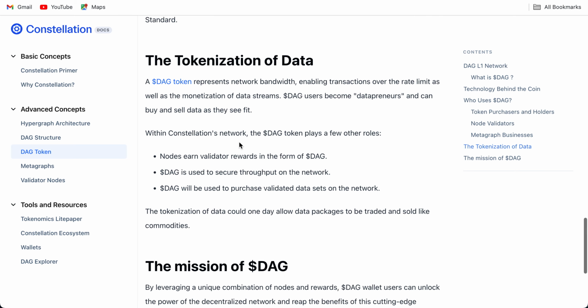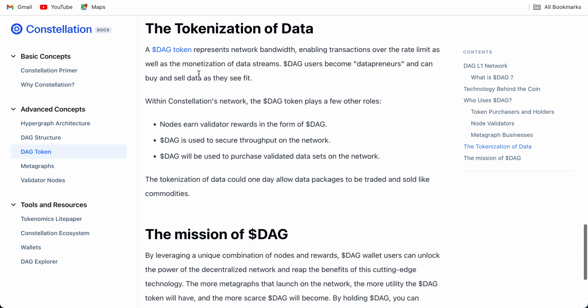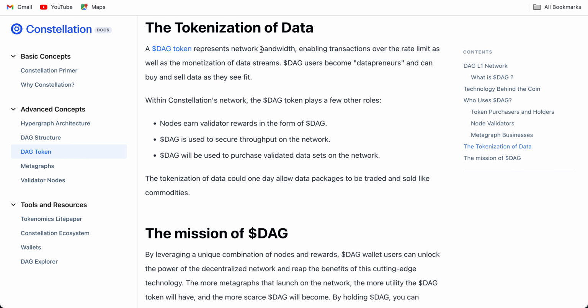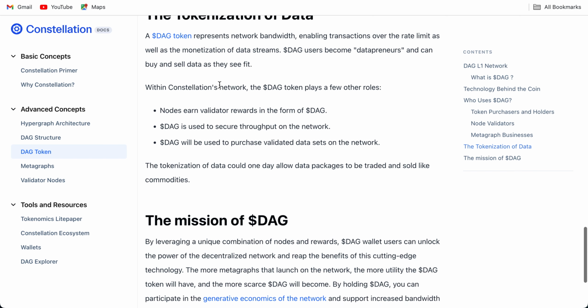The tokenization of data. Now, this is big. This can be huge in the future. The DAG token represents network bandwidth, enabling transactions over the rate limit, as well as the monetization of data streams. So data can be monetized with DAG. DAG users become datapreneurs and can buy and sell data as they see fit. So basically, data would be able to be bought and sold like commodities. If this is not huge, then what is?